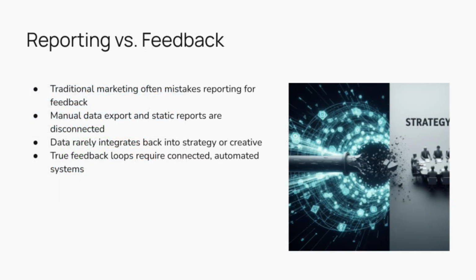Most marketers think they have a feedback loop, but they actually just have reporting. Here's what usually happens. A campaign runs. Someone exports data from Google Ads, GA4, or Meta. They create slides, share results, and that's it. The data never flows back into strategy, creative, or targeting. That's because most reporting is manual, disconnected, and lacks automation. If you want a real feedback loop, you need to connect your data sources, your analytics system, and your decision-making process.